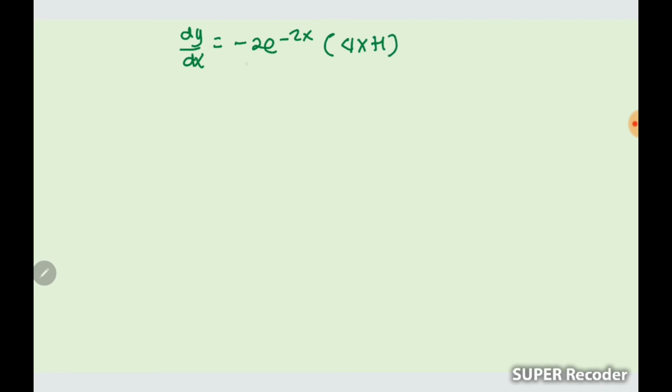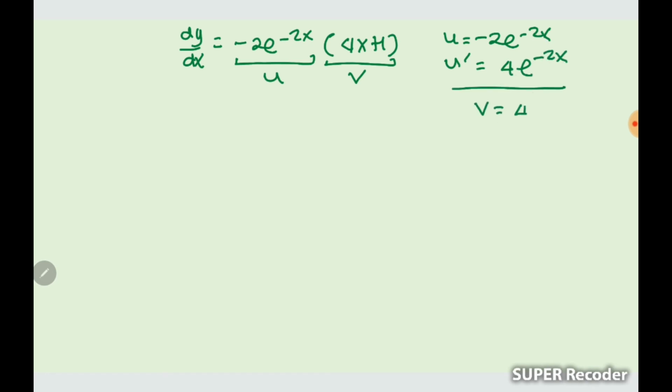Okay, this is the simplest term where you can let the first term is u and the second term is v. Then if u equals to negative 2e negative 2x, u prime is equals to 4e negative 2x. v is equals to 4x plus 1, so v prime equals to 4. So differentiate, you will get d squared y dx squared.